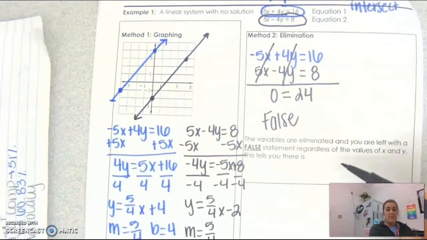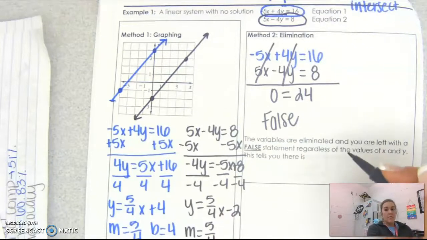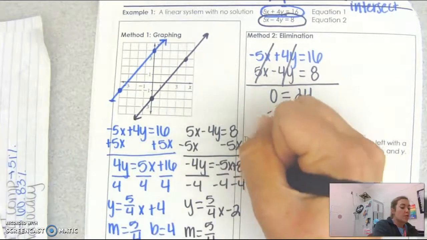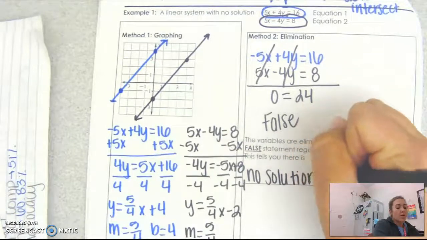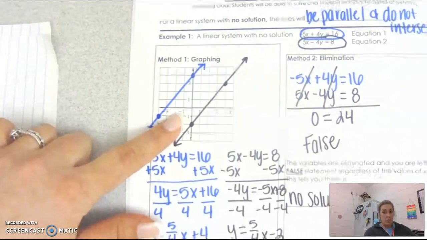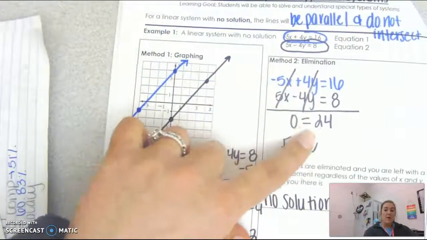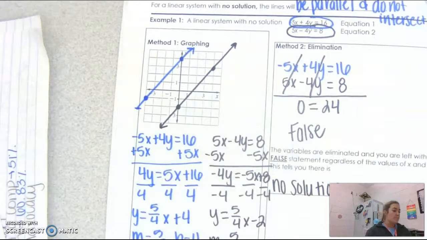Down here it says the variables are eliminated and you are left with a false statement, regardless of the values of x and y. This tells you there is no solution. So if the graphs do not intersect, there is no solution. If the variables cancel out and the remaining numbers don't equal each other, there's also no solution.